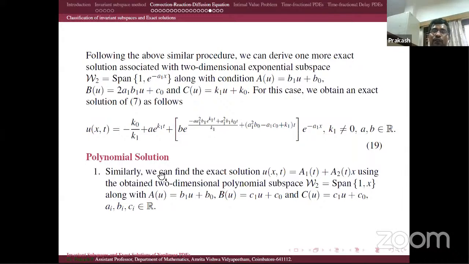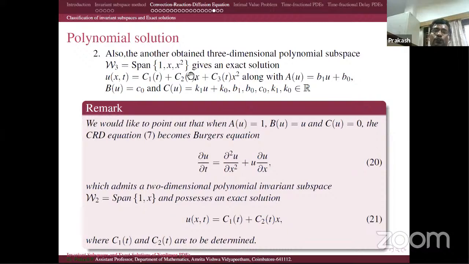Similarly, we can derive polynomial solutions using the two-dimensional polynomial space and a three-dimensional polynomial space. Here we would like to point out that when A of u equals 1, B of u equals u, and C of u equals 0, the convection, reaction, diffusion equation becomes Burgers' equation. This Burgers' equation admits a two-dimensional polynomial invariant subspace. Then we can write the exact solution in this form, where C1 and C2 are unknown functions to be determined.